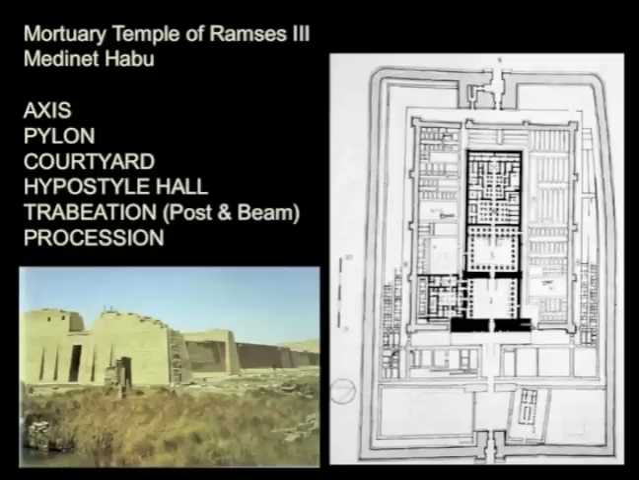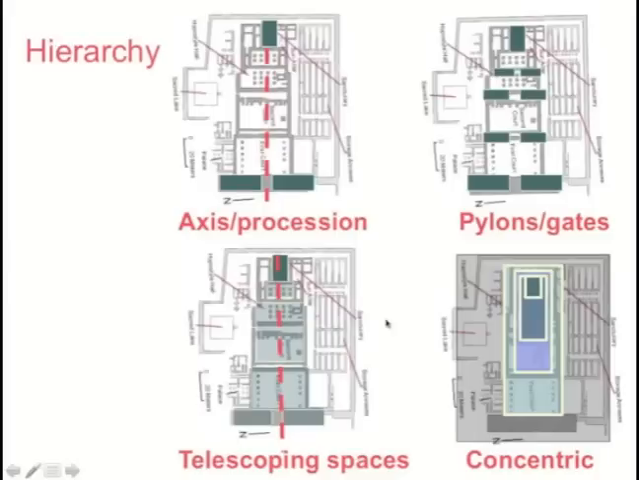Good. So you guys are already good at this. You can recognize the type. You know what to look for. You know how to analyze it. But some of the things I find interesting about the Medinet Habu temple have to do with secondary organizing spaces.